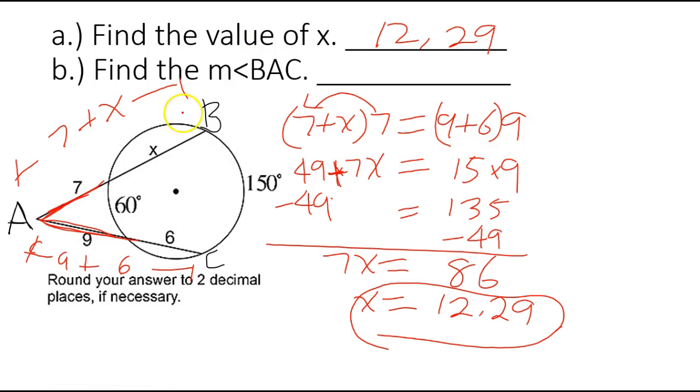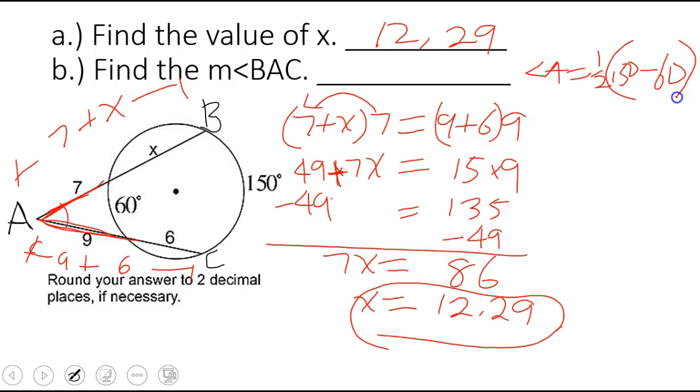And the second one asks about angle A, angle BAC. So BAC, which is the angle right here. And what type of angle is it? It's outside. So an outside angle is always 1/2 of the difference between the two arcs that it subtends. So the larger arc is BC, which is 150, minus the smaller arc, 60. So 150 minus 60 is 90.